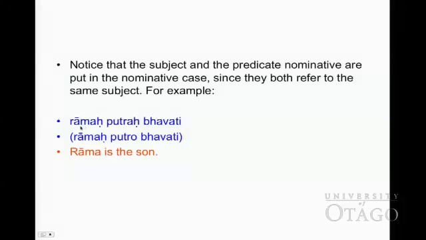If you see, Lamha is nominative singular masculine, and Putra will also be nominative singular masculine. So in case of using the verb bhavati, you have to apply the case of Lamha and Putra as both nominative, not nominative and accusative. And you translate as Lama is the sun, because they refer to the same subject, Lama and the sun.